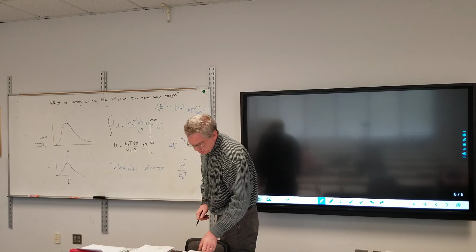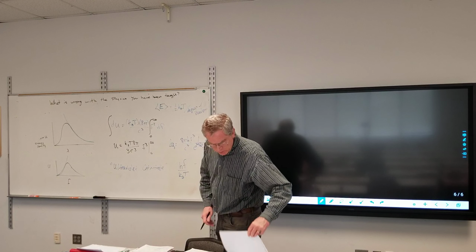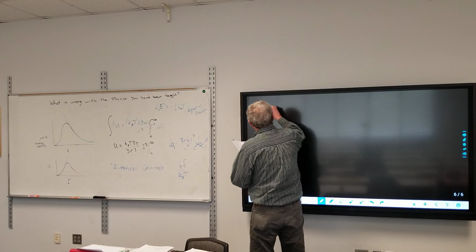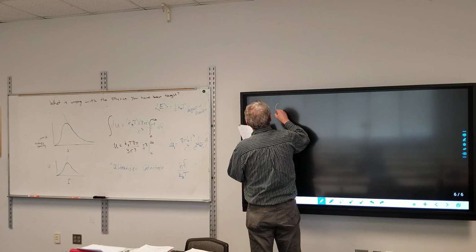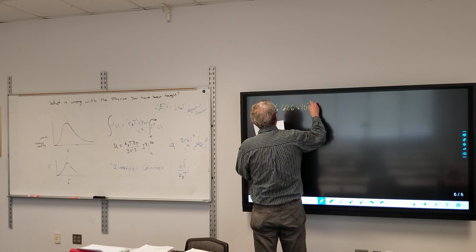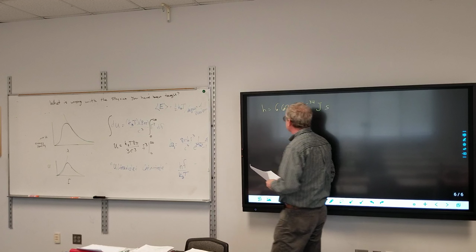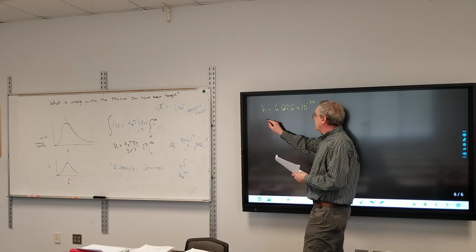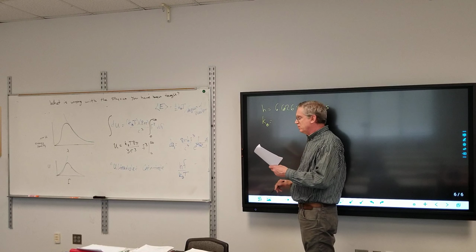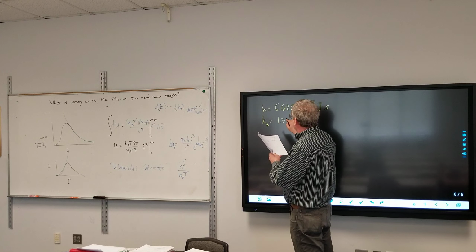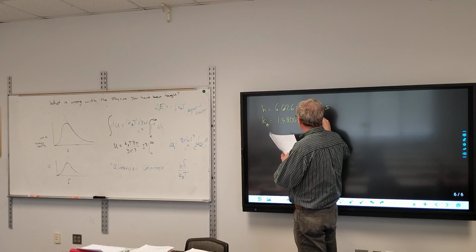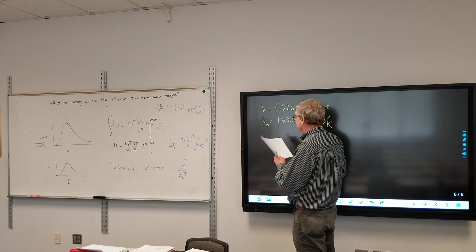So let me get some values for you. h is 6.626 times 10 to the negative 34th joule seconds. k sub B, not to be confused with the wave number, is 1.38065 times 10 to the negative 23rd joules per Kelvin.